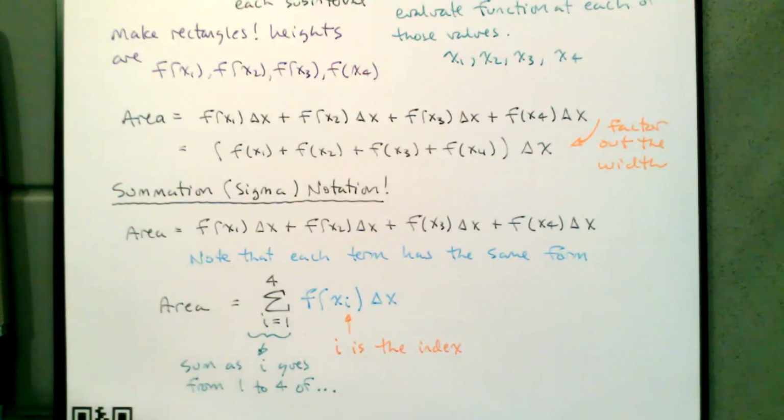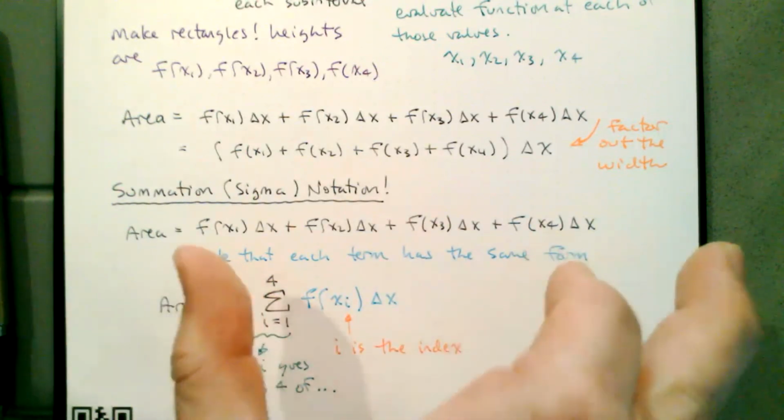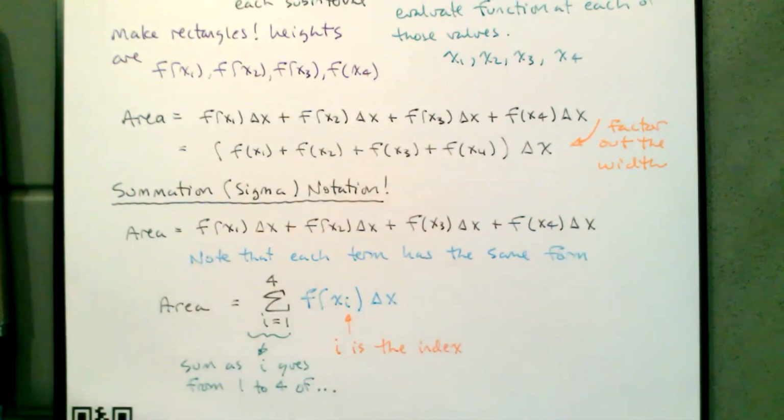What if we wanted the expression for 10 rectangles? I don't want to write 10 terms because they all look the same. I could just write the sum as i goes from 1 to 10 of f at xi times delta x. Or if I have 100 rectangles, I can write the sum as i goes from 1 to 100 of f at xi times delta x. So that's what we're going to look at next.